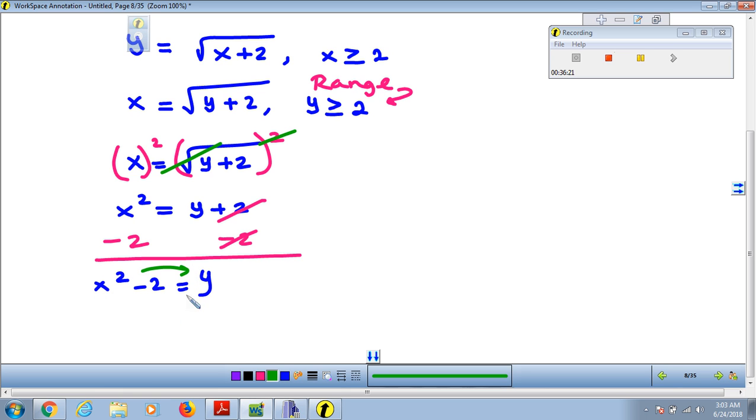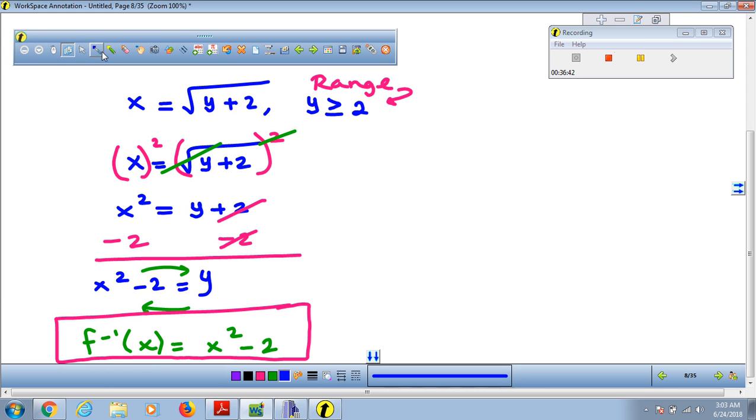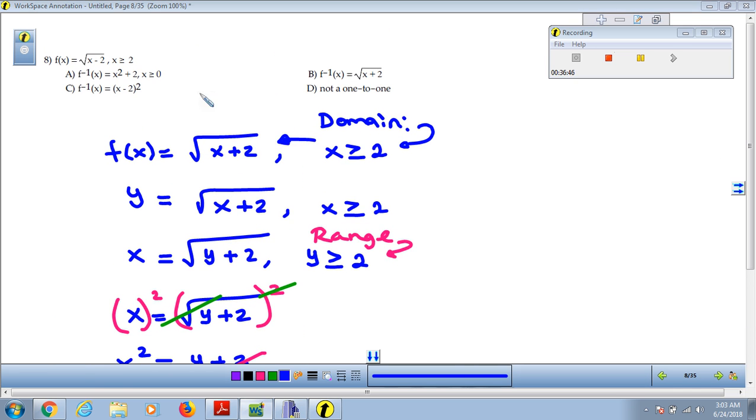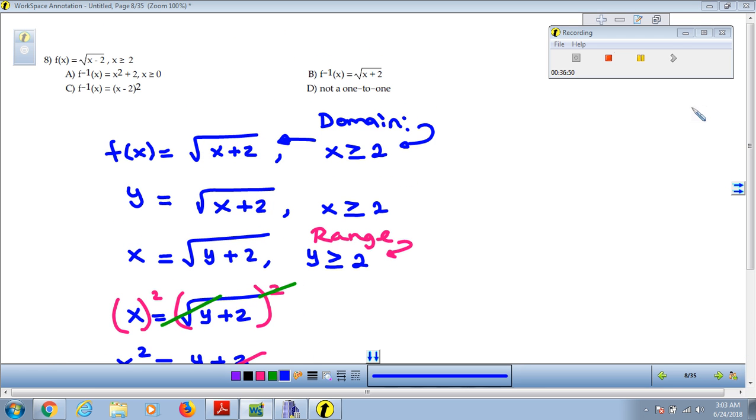Let's do what I did on the other problem where I flip this around. So I say the inverse function of x is equal to x squared minus 2. So then, sorry, I put a line there unintentionally. So which one is that function? X squared minus 2. What happened here?